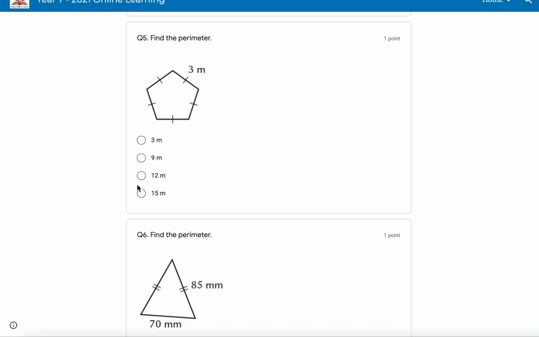Okay, here we've got a pentagon, and because all these sides are marked with the same marking, that means that all of the sides are going to be the same length. So if we know one of the sides, we know all of the sides. So this side here is 3 meters, which means every single side is 3 meters. Now we can do 3 plus 3 plus 3 plus 3 plus 3, but because we know that a pentagon has 5 sides, we can just do 3 times 5, and that's much quicker. So 3 times 5 is 15.